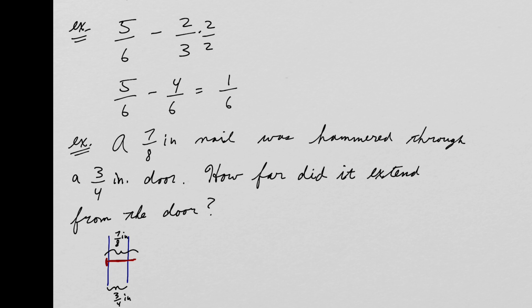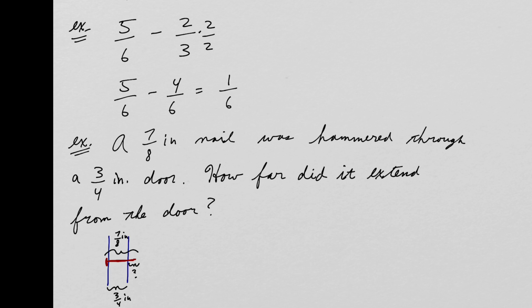So the question is, what is this piece right here? Like how much extended from the other side of the door? Well, if you look at this, this is really a subtraction problem in disguise. If I take the entire length of the nail, 7/8, and I subtract the width of the door there, 3/4, what I'm left with is what's left over. That must be how much of the nail is sticking out of the other side.